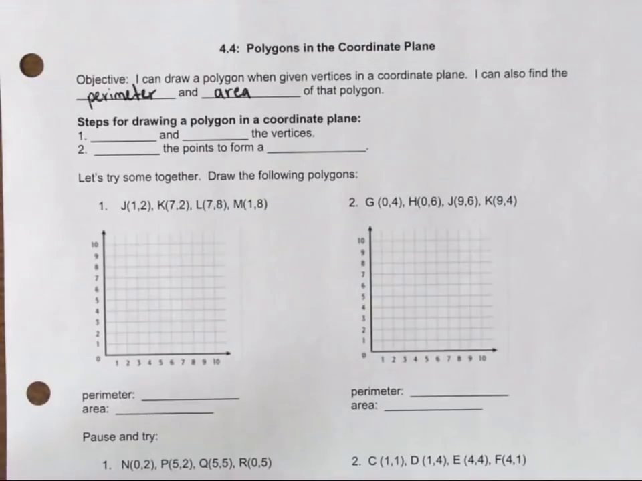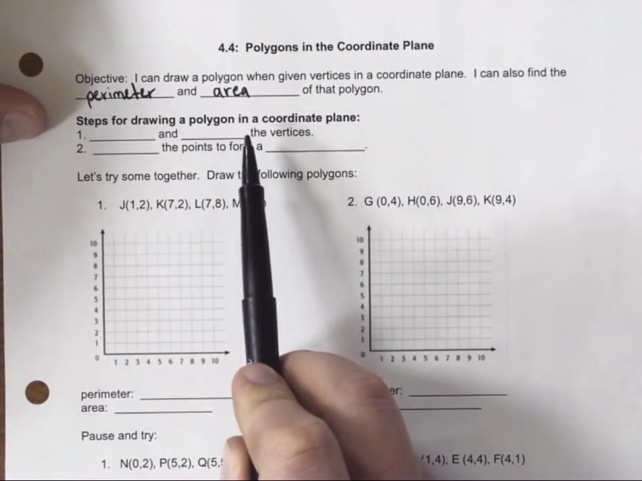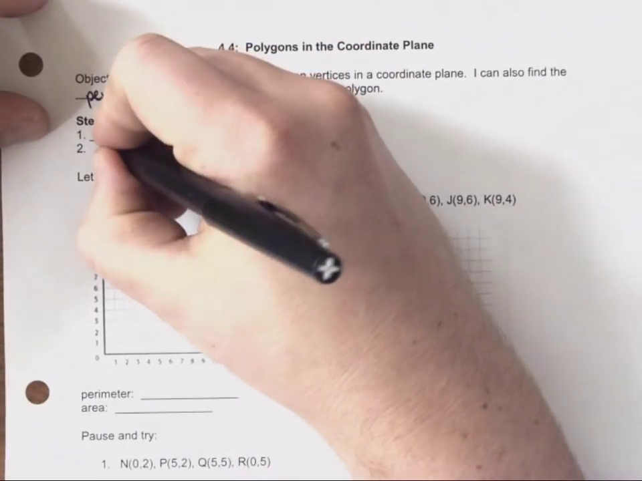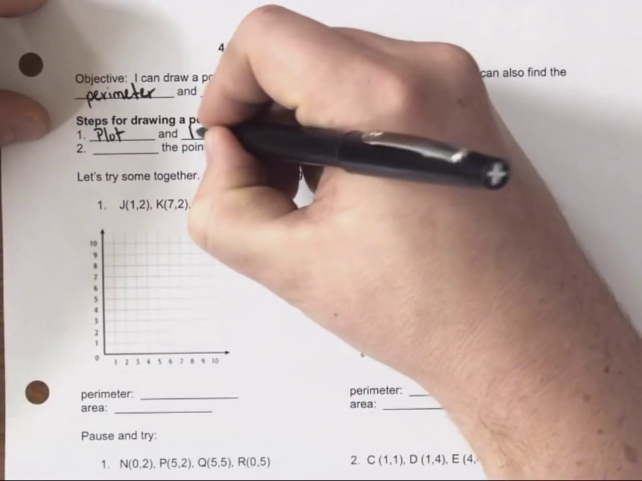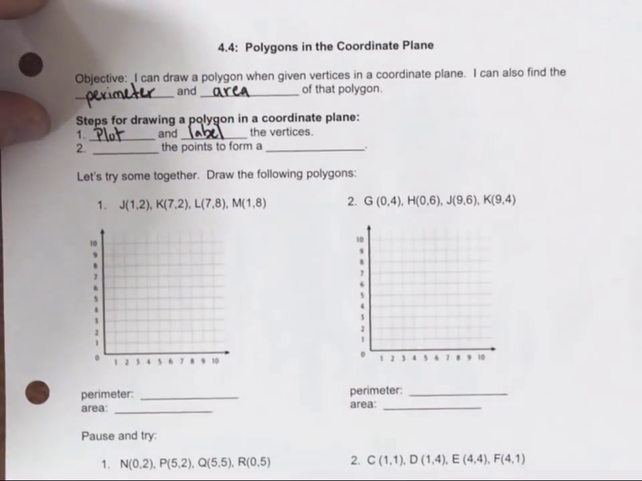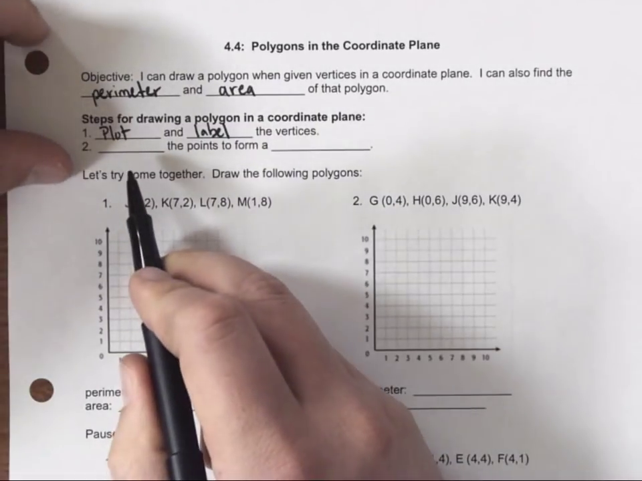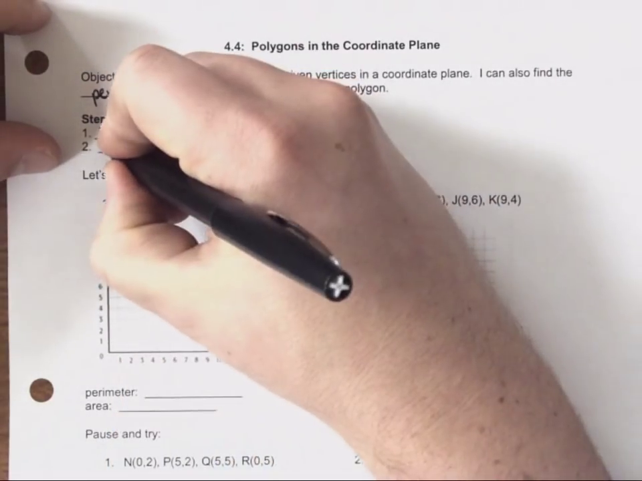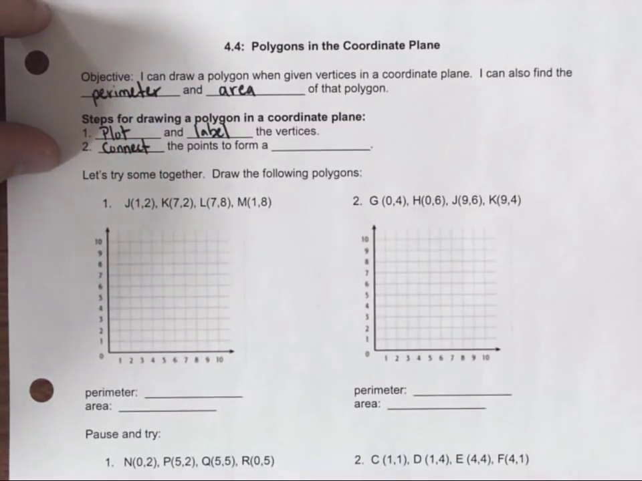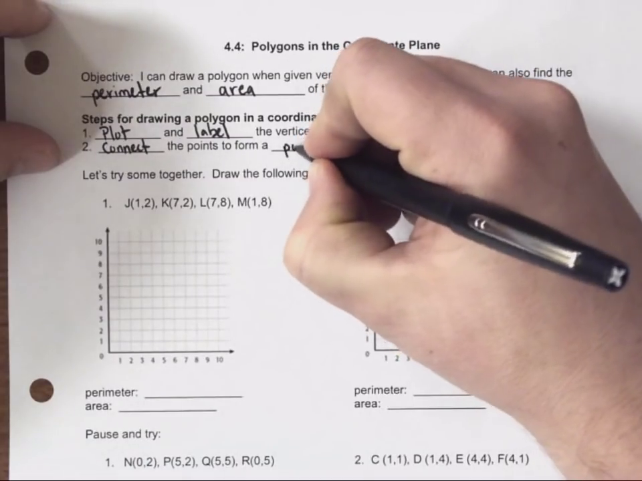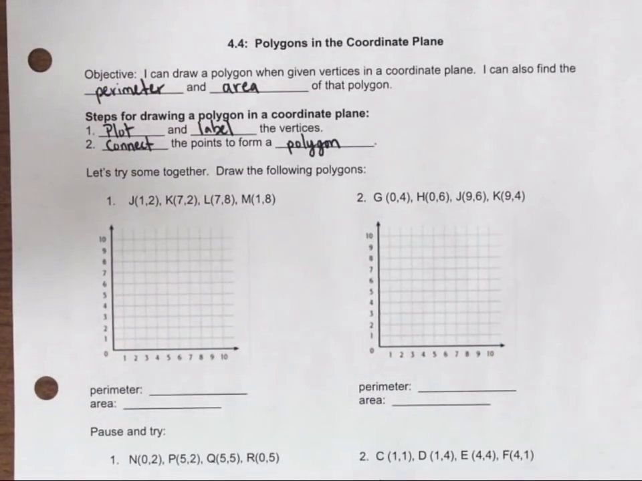of that polygon. So our steps today for drawing a polygon in a coordinate plane. First, we need to plot and label the vertices, or the points, on the coordinate plane. Then second, we need to connect the points to form a polygon. So it's kind of like playing a game of connect the dots.